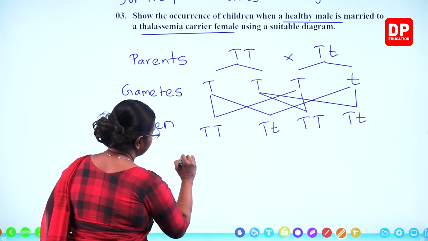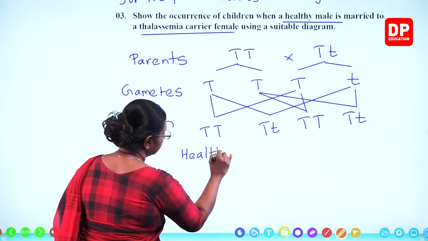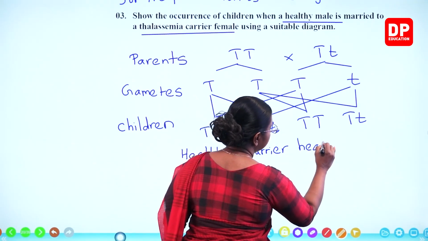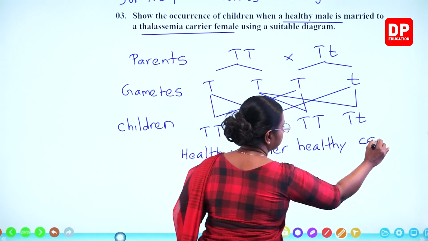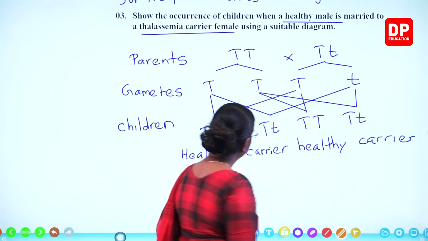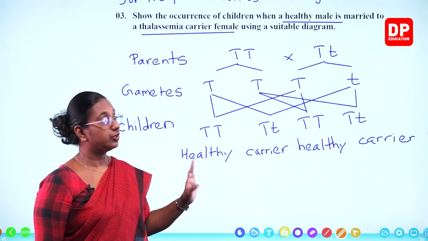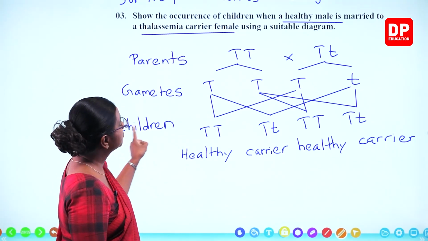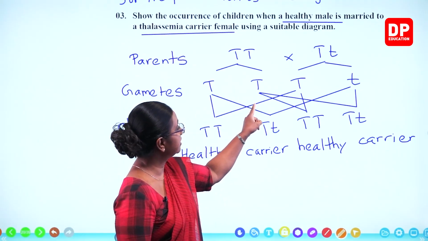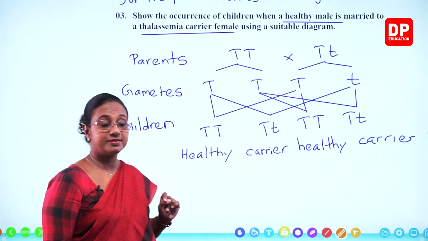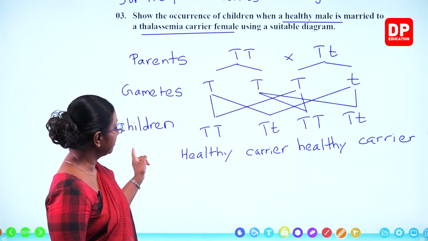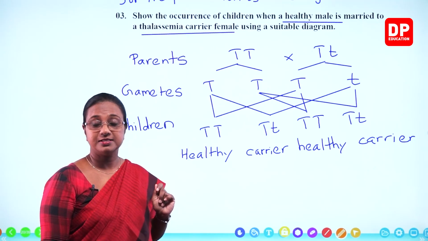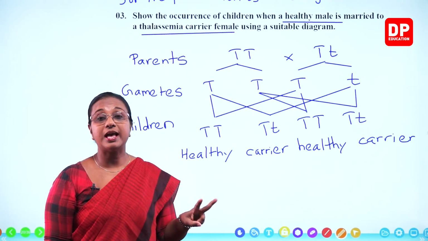So here, of course, healthy and carrier. This is what we need to show, the occurrence of the children. Parents: one parent is healthy, the other parent is a carrier. For the gametes, you have both dominant characters here. One is dominant, the other one is recessive. So when they combine to form the children, you get a healthy child, a carrier child, another healthy child and a carrier child. So 2 healthy children, 2 carrier children.